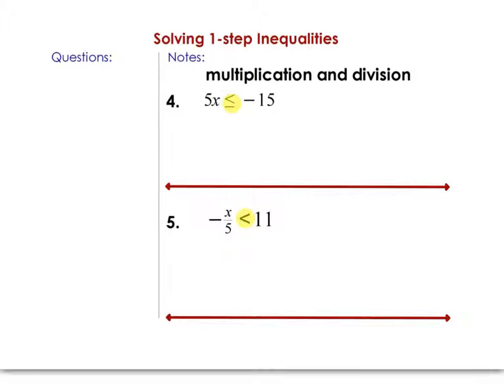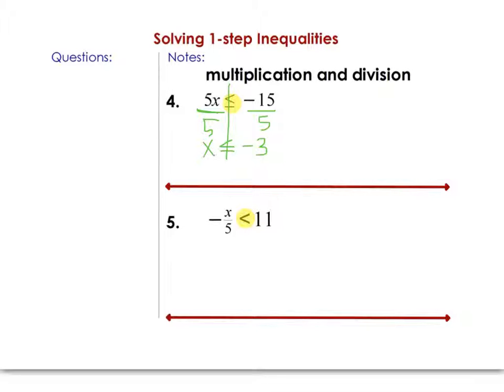Okay, so a couple with multiplication and division. 5x is less than or equal to negative 15. So how can I get x alone on the left side of my equal sign? It has this 5 attached to it. That 5 is attached by multiplication, so if I divide both sides by 5, I get x is less than or equal to negative 3.